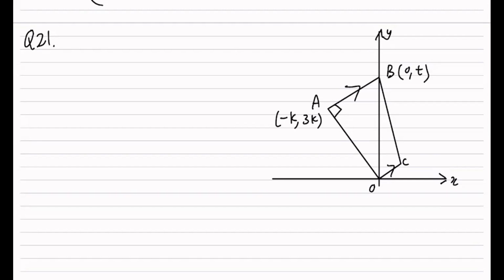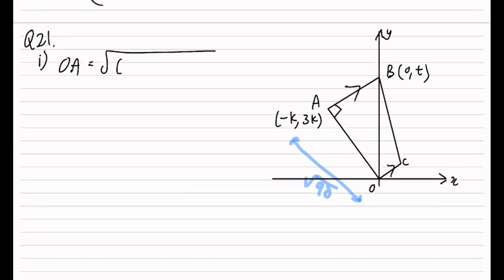Now we want to answer the question. Read the question. The figure shows a trapezium, angle OAB is 90 degrees. Coordinates of A and B are whatever is shown on the diagram, (-k, 3k) and (0, t), and k is more than 0. And the length of OA is square root of 90 units. So find the value of k. How? OA is square root 90. Use the distance formula.